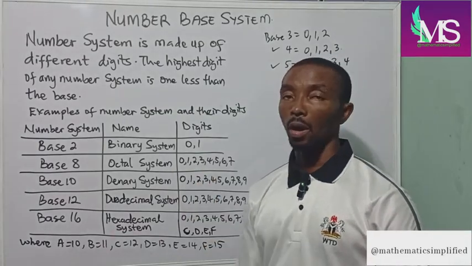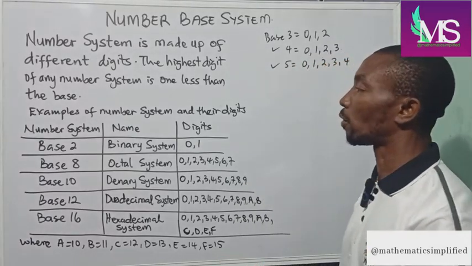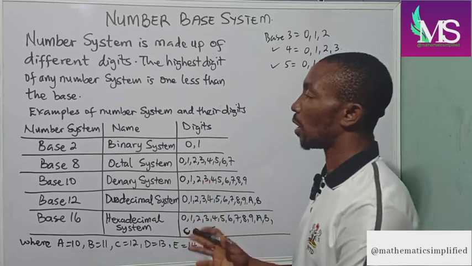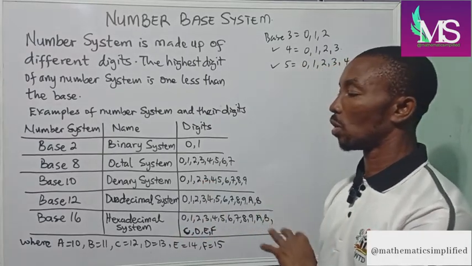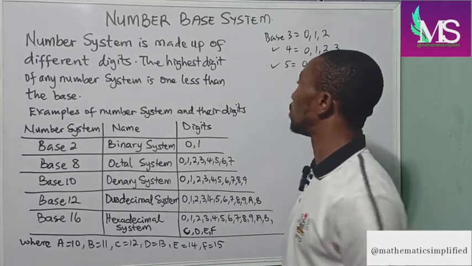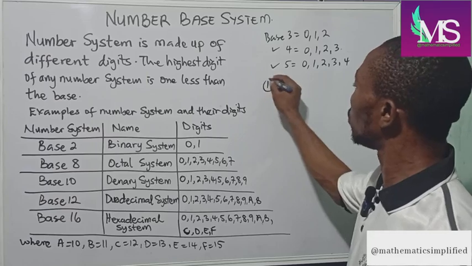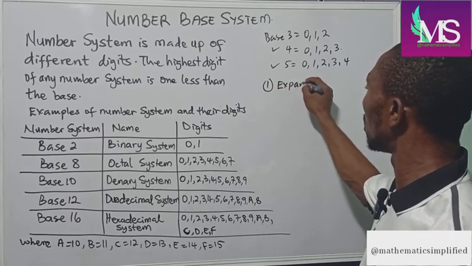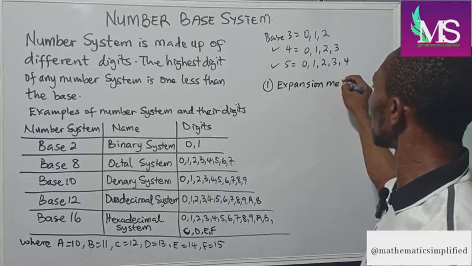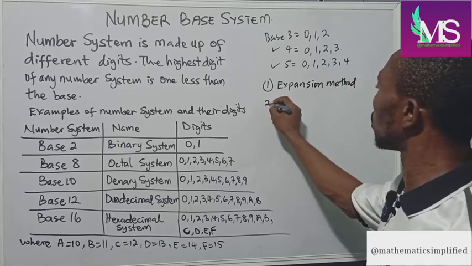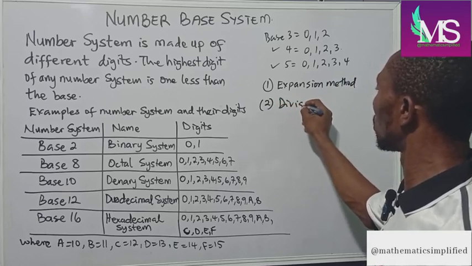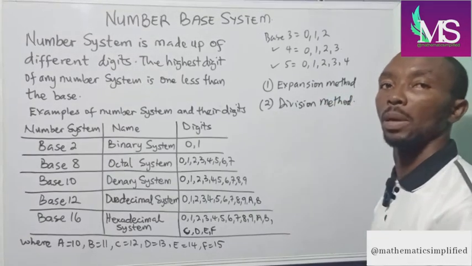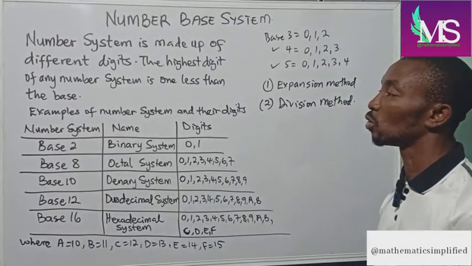Alright, now from here we'll be looking at how to convert from one base to another, and how to reconvert using our two methods. We have two methods of converting from one base to another. We have the expansion method, and the division method. So we'll be looking at these two methods.